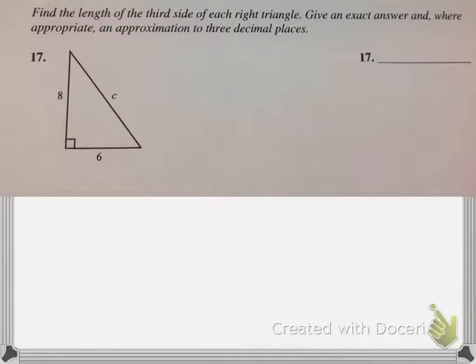Now, how does that apply to our Pythagorean theorem and our triangles? Find the length of the third side, give an exact answer, and an approximation. So they want us to do both. Well, first of all, let's go through and label everything. The two sides that make up your right angle are your legs. And the longest side of your triangle is the hypotenuse.